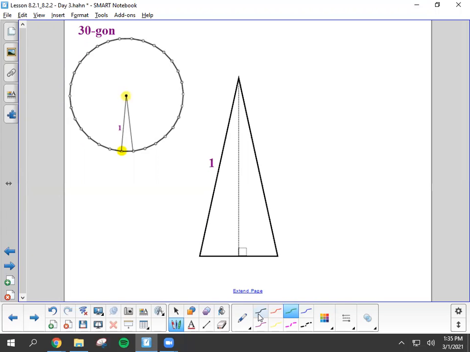Anytime we are finding the area of a regular polygon, our first step is always going to be to find the central angle. The way we find a central angle is by taking 360 degrees and dividing it by the number of sides, so in this case, 30. That gives us an angle measure of 12. That 12 is this entire angle here, so we're going to cut it in half to get just this part of the angle, leaving us with this right triangle. So this angle is 6 degrees.